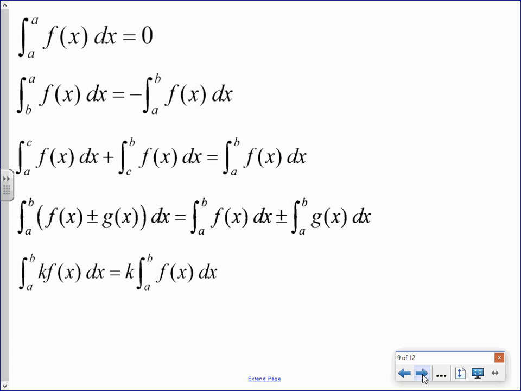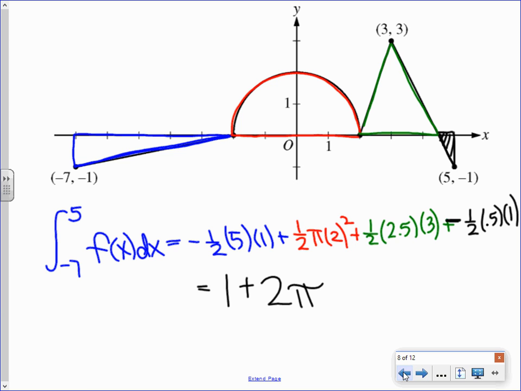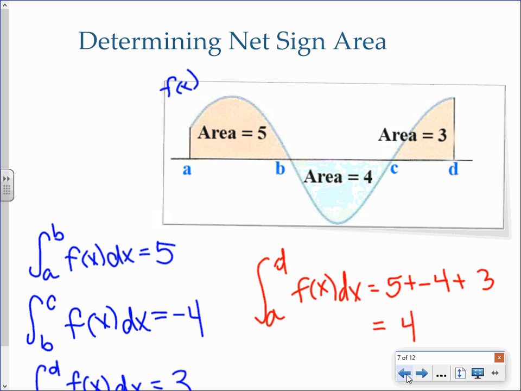And then the other three we've kind of talked about, but I'll reiterate this third one. The integral from a to c plus the integral from c to b is the integral from a to b. We used that right here to get the total area.